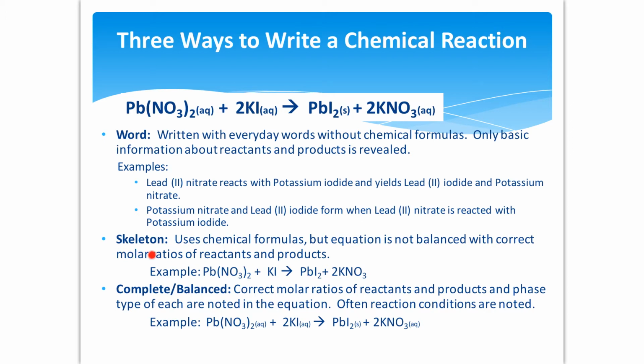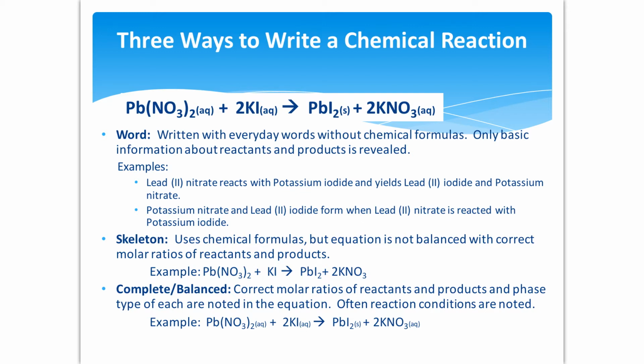We can call this thing the skeleton one, which gives us the basic information of the chemical formulas, but it's not balanced, and it may or may not have the correct states of matter. And then the complete and balanced one, which is the one we're going to use in class most of the time, has the correct formula, the correct states of matter, and it will be balanced.